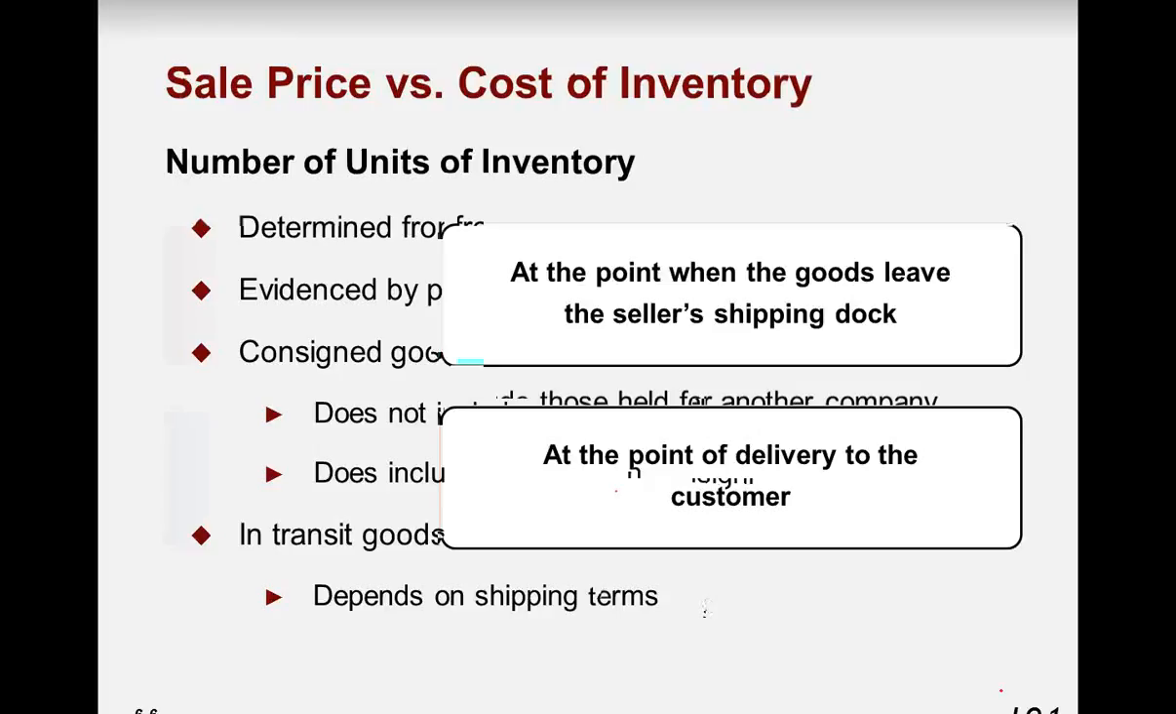And periodic, we wouldn't want to use it for expensive items. We're not going to track things like vehicles or TVs or something on a periodic method, but we don't keep a running record of our cost of goods sold, and we again have to count at least once a year.